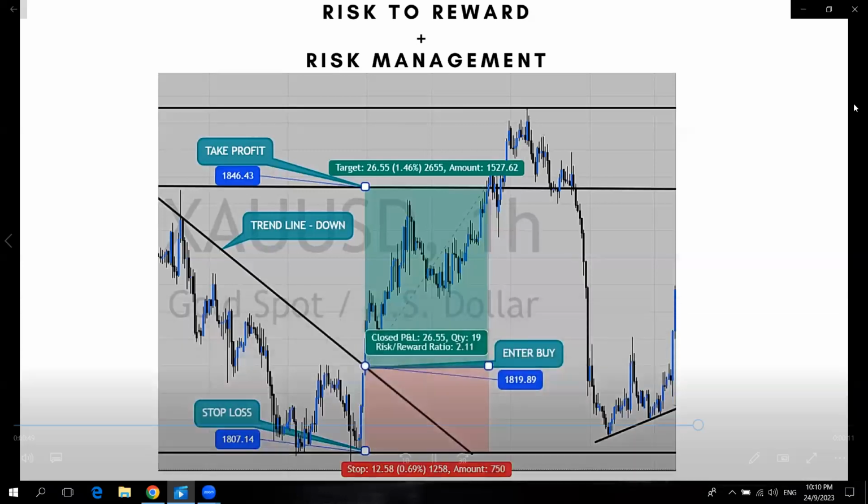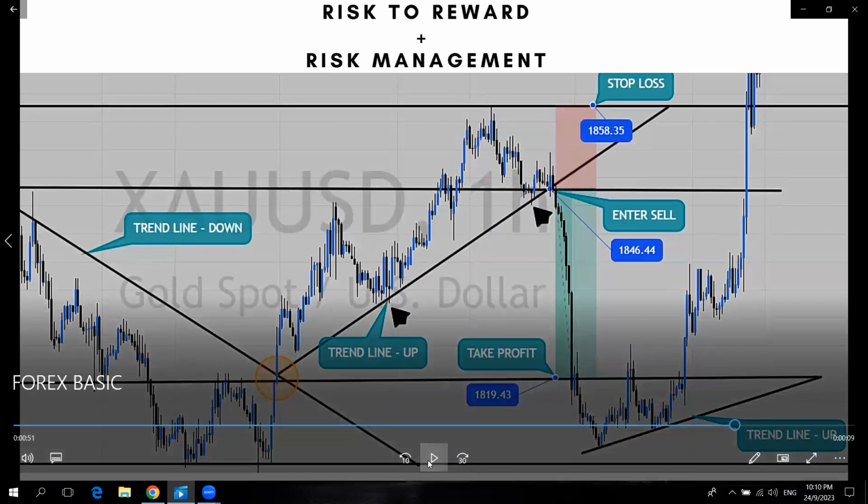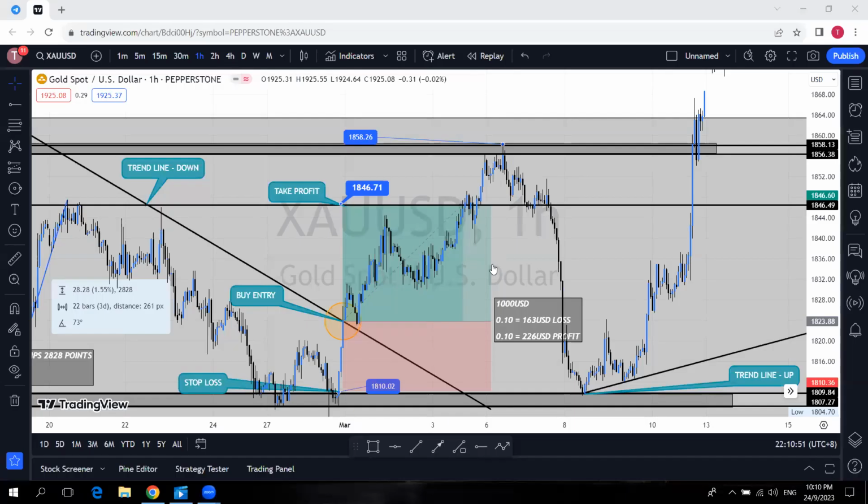So this is the risk to reward plus risk management. Okay. So that one was a buy position. This is a sell position. So same thing, vice versa. Okay. I found a trend line here going up. If you look on this video, there's a trend line I found here going up. I'll show you how I found that in the chart.